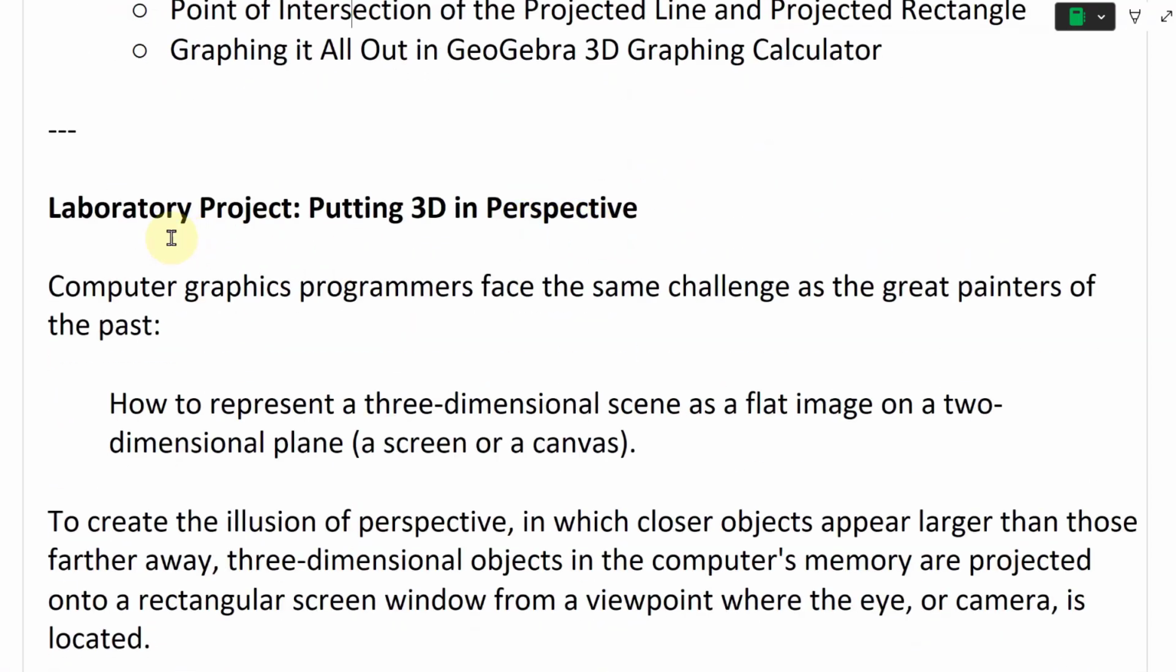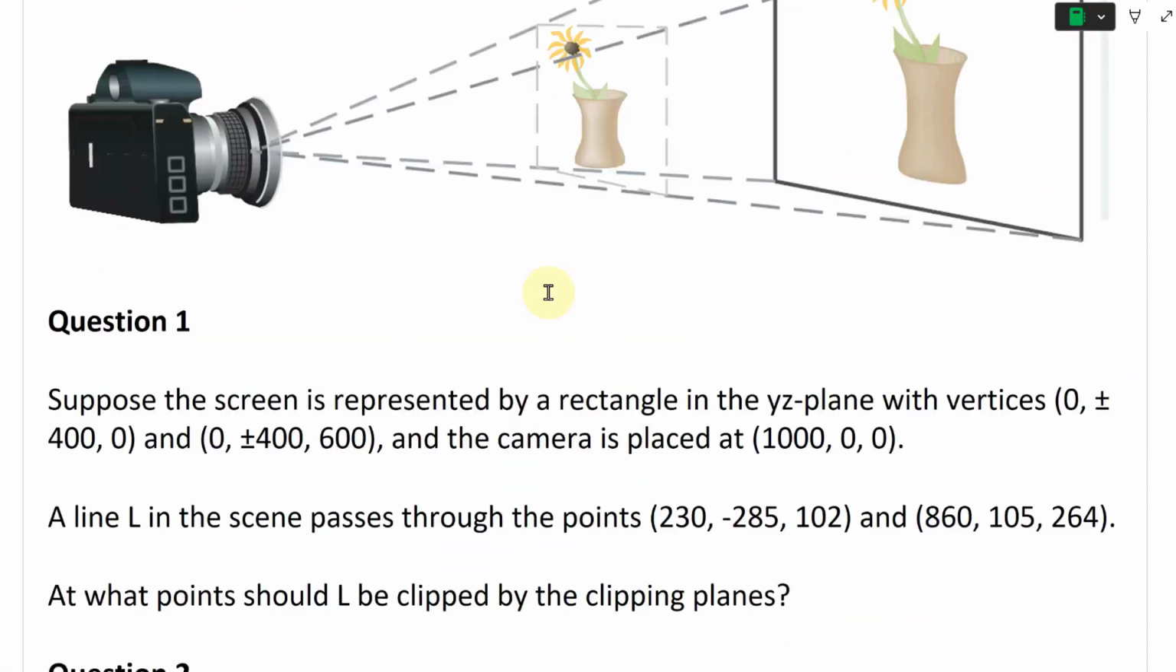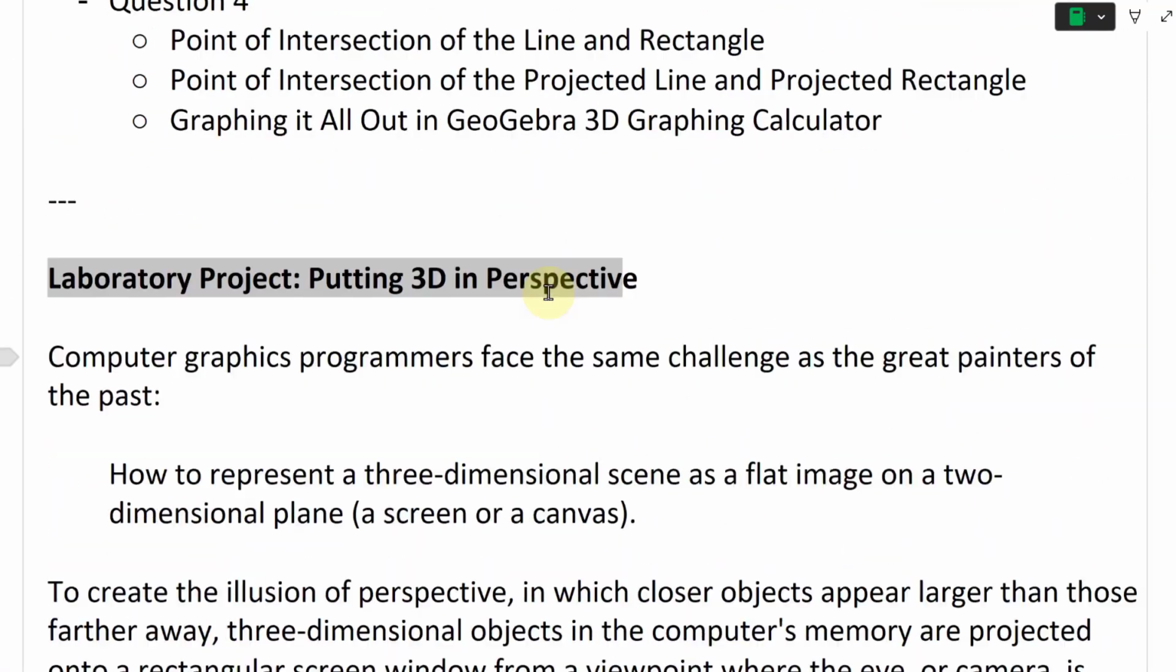So let's take a look at the laboratory project. Laboratory project, putting 3D in perspective. I'll go over all of this, it has all the questions, and then we'll go over question 1.